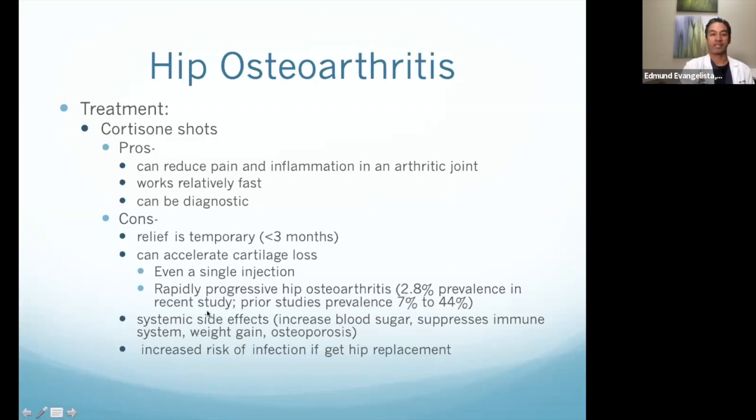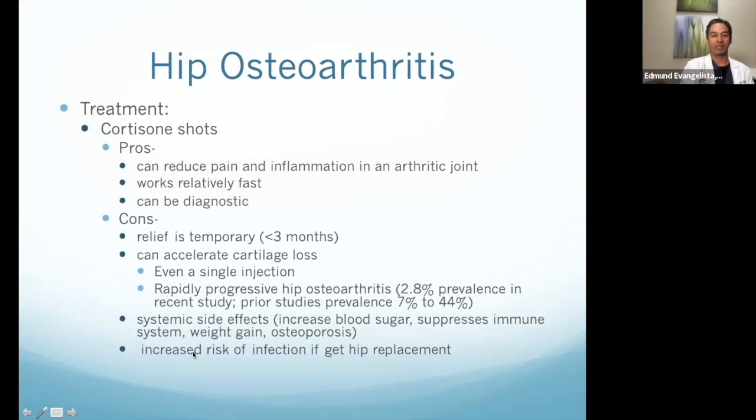And then you can have systemic side effects from the cortisone injection. So even though we inject the cortisone into the joint, it is absorbed systemically. So it can increase blood sugar in diabetics. It can suppress your immune system. So we try to avoid cortisone in patients who are getting around the time of a vaccine. And repetitive cortisone shots can lead to weight gain and osteoporosis.